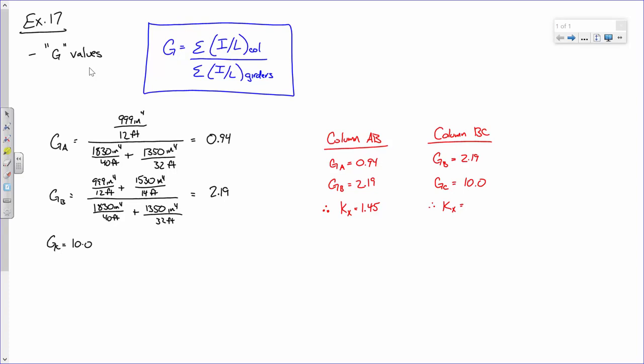Remember, if your K value goes up, what happens to your capacity? Like, does the column get stronger if K gets larger, or does it get weaker? Let me ask this: if K goes up, what happens to KL over R? And what is KL over R? That's your slenderness, right? What happens if slenderness goes up? The strength goes down. So we want that K value to get smaller. So just keep that in mind. So anybody got a K value for this? 2.17?